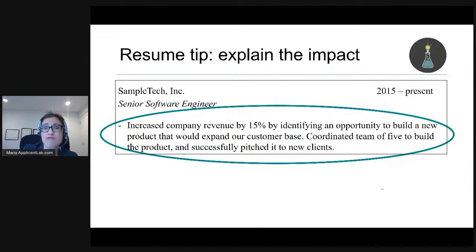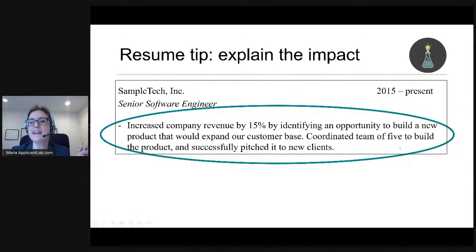I helped increase company revenue by 15% by, instead of building an API, I identified an opportunity to build a new product that would expand our customer base. What the product does, what coding language it was built in, who cares? It's a new product. That's all you need to know. That expanded our customer base. Notice also that this person added in the words identified an opportunity. That is, she came up with the idea herself. It's not like her boss went to her and said, hey, I need you to build this by Friday. I mean, that's okay, but it's even better if she takes that initiative and demonstrates that internal innovation to identify new solutions.